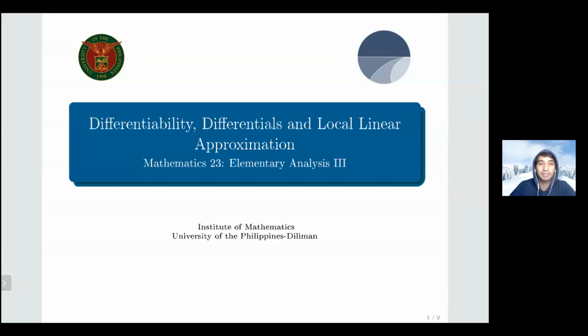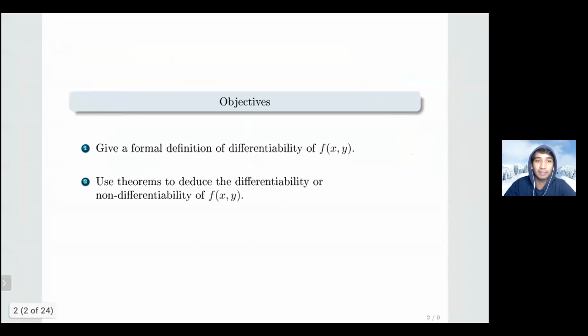So last time, dinescuss natin yung intuitive notion of differentiability. Ngayon, ang gagawin natin is we will now give a formal definition of differentiability. Makikita natin mamaya that this formal definition is quite complicated. Hindi siya kasing simple nung sa one variable case. So we will also discuss some theorems that can help us deduce whether a function is differentiable or not.